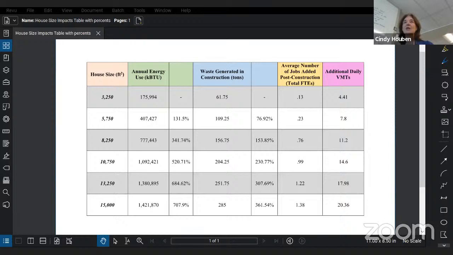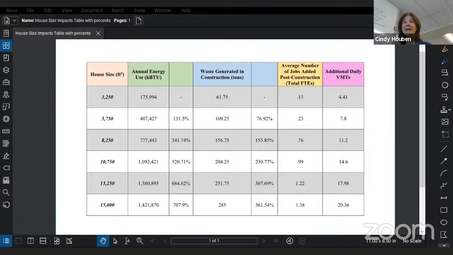All right. And then the waste generated in construction, Zach, that's the same jump from the 3,250 to the 15,000. Then the average number of jobs added after construction to a home. We just recently did an update to our transportation impact fee, and have some updated numbers there, as well as numbers that we've gotten through the employee generation numbers that we've done through the years. And this shows the number of employees post-construction, does not include the construction phase of employment. And then, of course, the average daily vehicle trips and what that looks like based on normal usage of one of these square footages of homes.